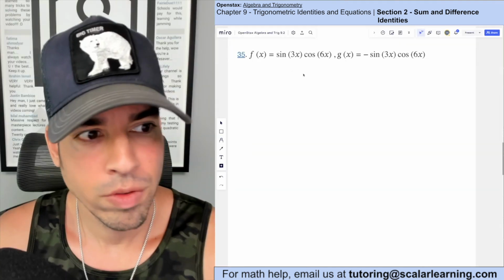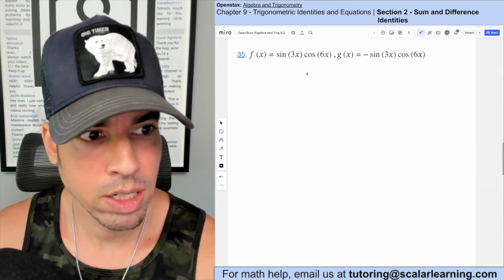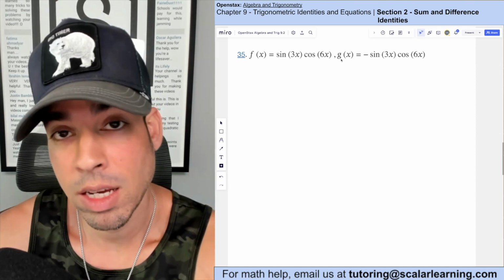Boom, done. So for this one, we're meant to graph both of these functions and see if they are indeed equivalent. So we're going to see that now in Desmos.